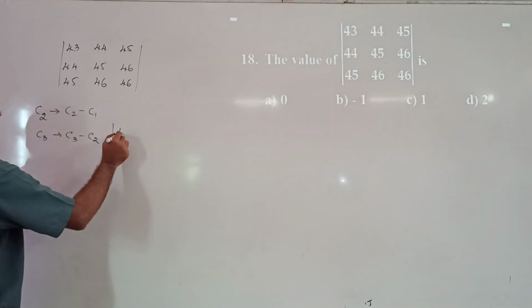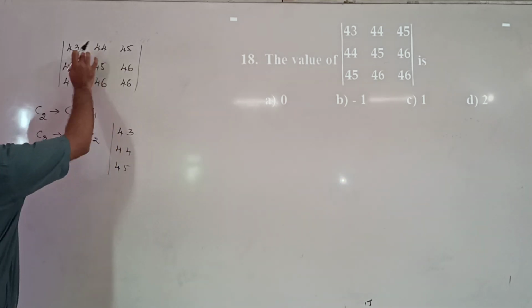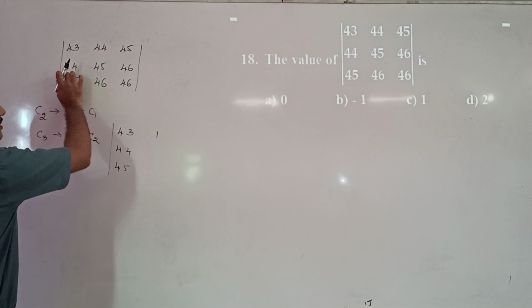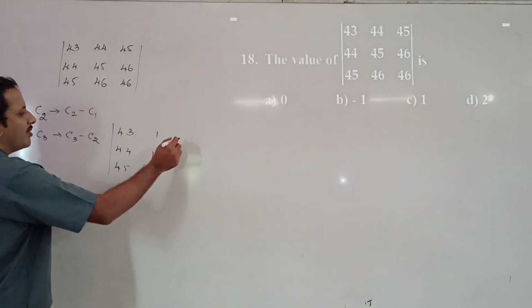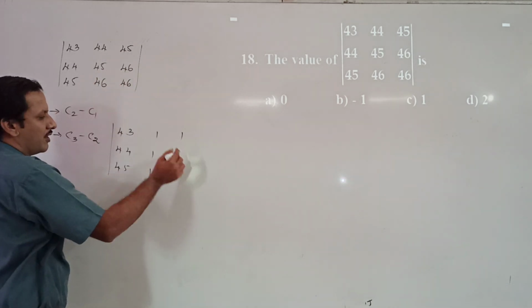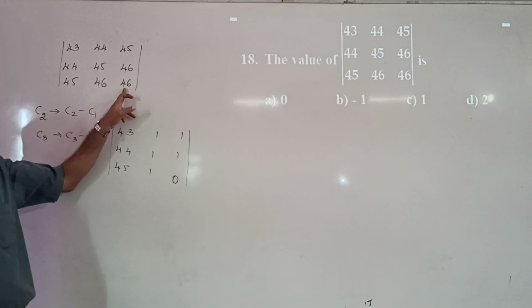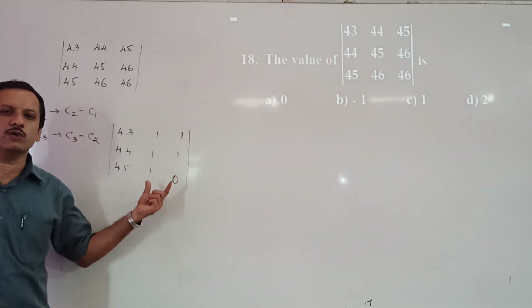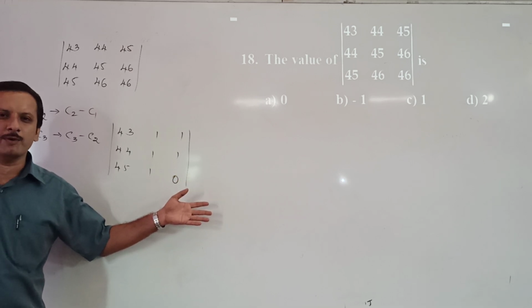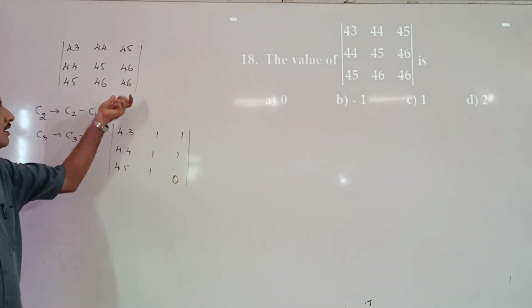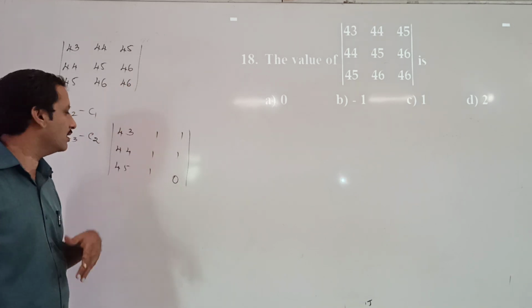So the first column remains as it is 43, 44, 45. Second column 44 minus 43, that is 1. 45 minus 44, 1. 46 minus 45 is 1. Here 45 minus 44 is 1, 46 minus 45 is 1, this will be 0. See, if it is 47, then 1, 1, 1, 1, 1, 1, two columns are identical, and the value of the determinant is 0. That's a very familiar problem. So here, instead of 47, 46 is given, so this will not be equal to 0.